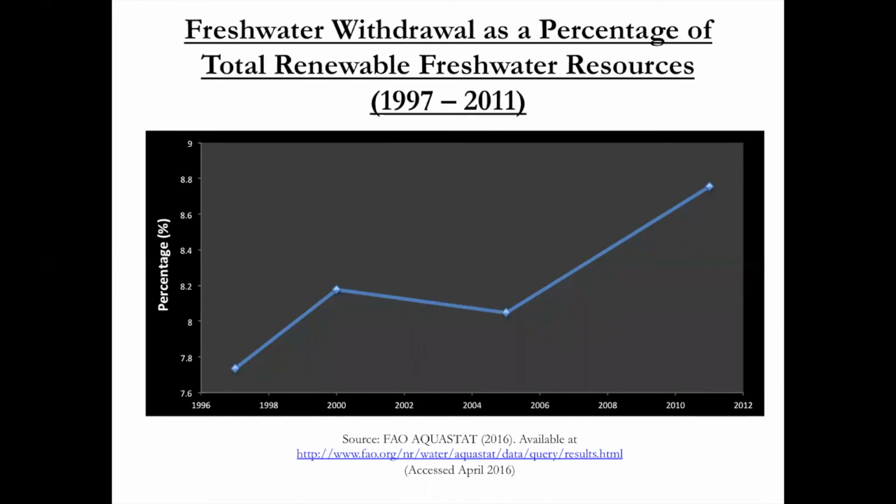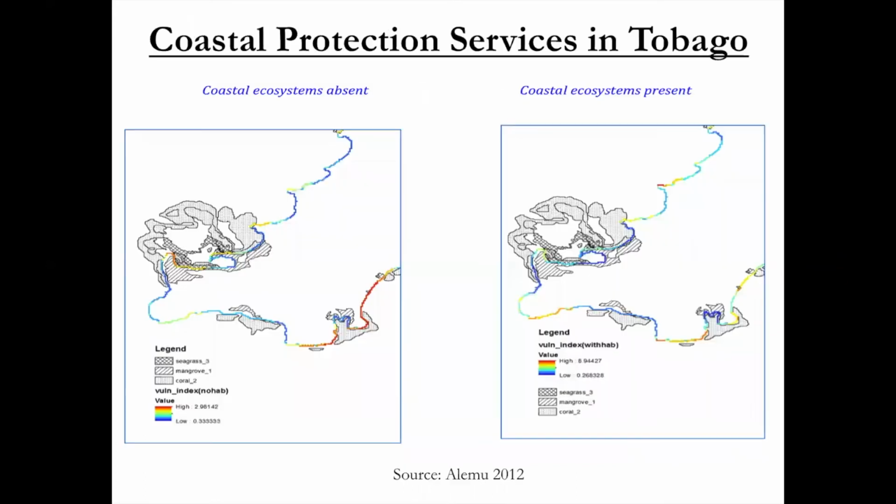This chart here shows us the change in freshwater withdrawal as a percentage of the total renewable freshwater resources in Trinidad and Tobago, indicating the impact that we are having on some of our local resources and the ability of our local natural resources to keep up with our demand, in this case, fresh water.